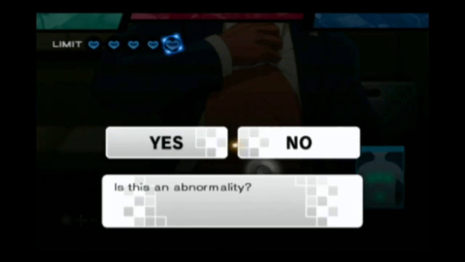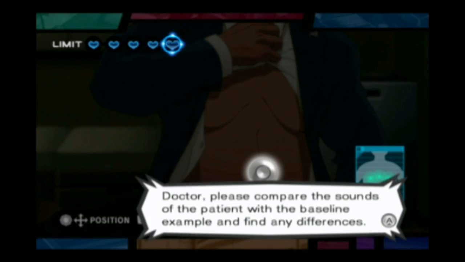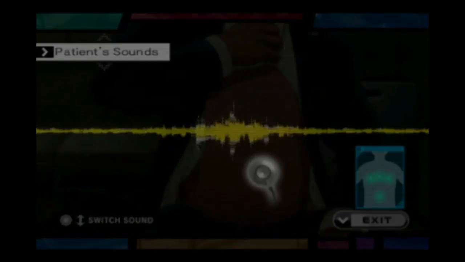You won't find a time limit or vitals bar in diagnosis. Instead, hearts at the top of your screen will tell you how many mistakes you'll be allowed to make before your case will be considered a failure.